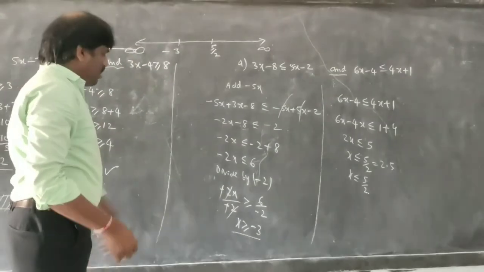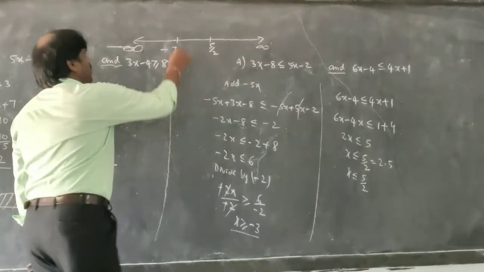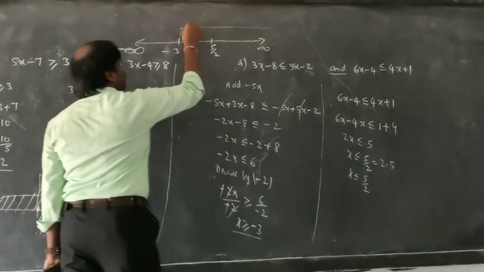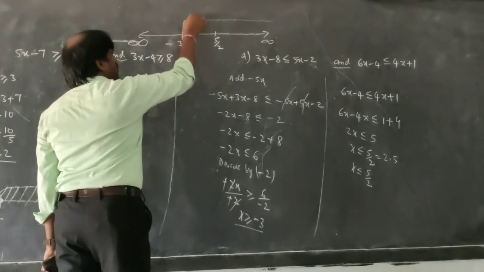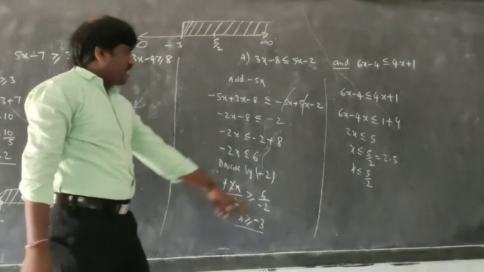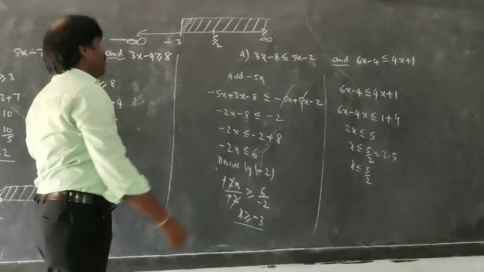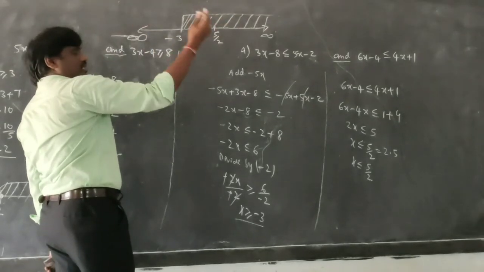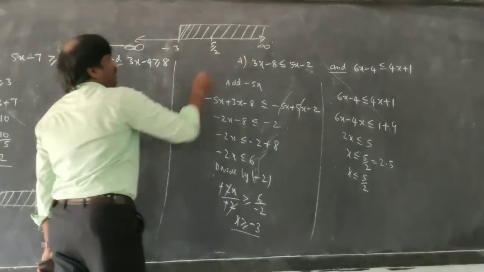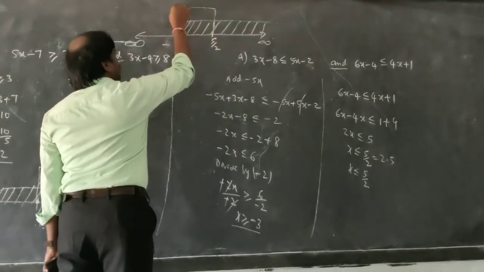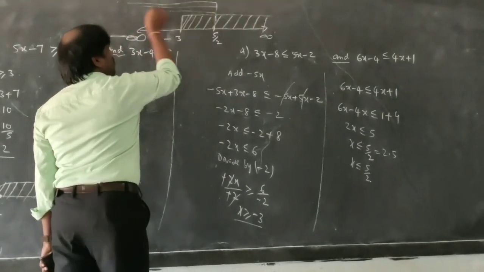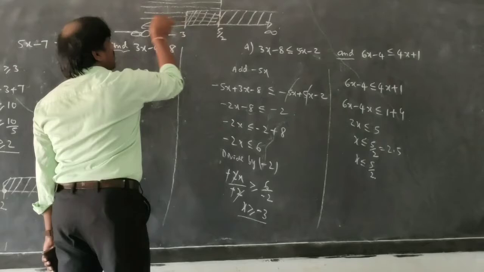Now greater than minus 3 means bigger than minus 3. So here you get like this. More than minus 3, this is the answer. And you have x less than or equal to 5/2. Smaller than 5/2 means less than 5/2. So this should be here and this should be lesser than. So it must be like this. This is the answer for that.